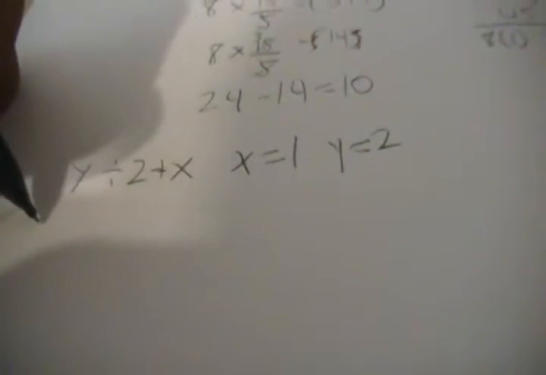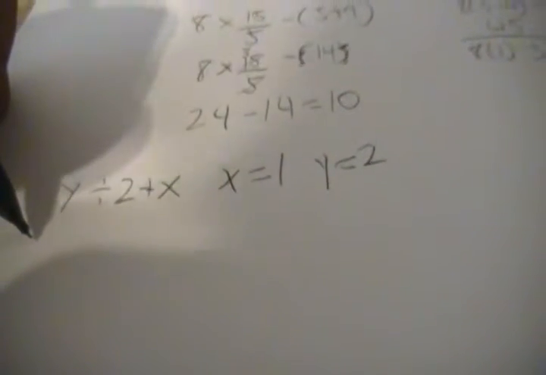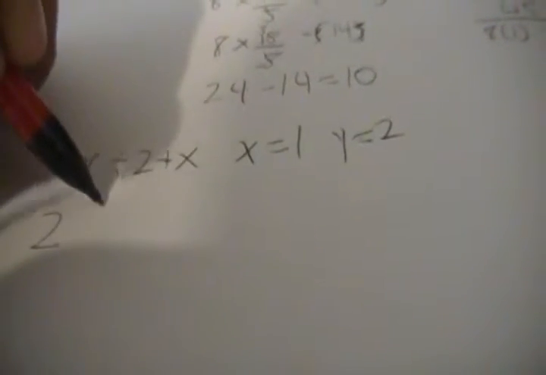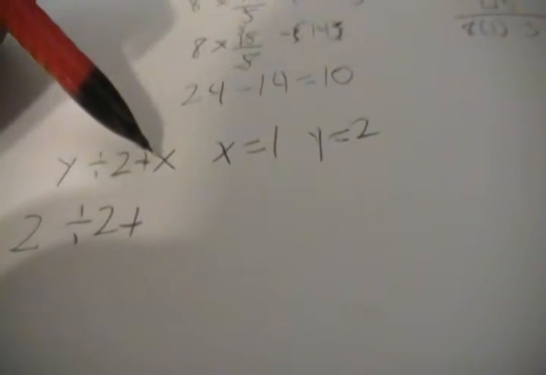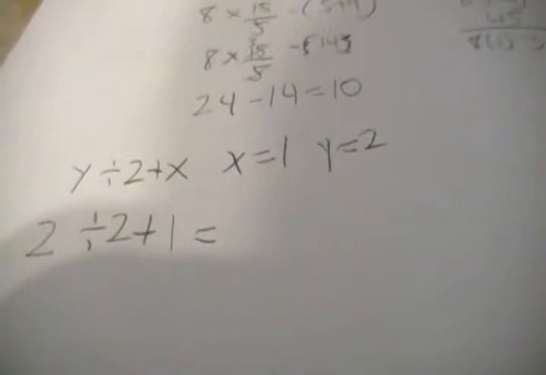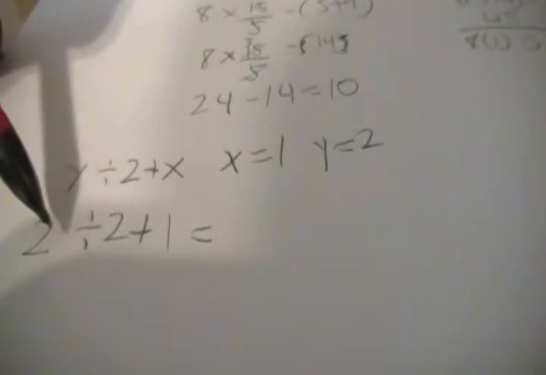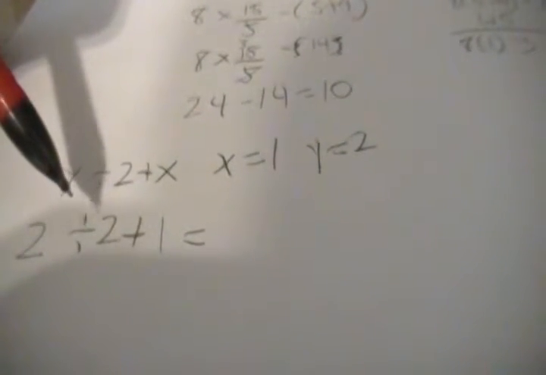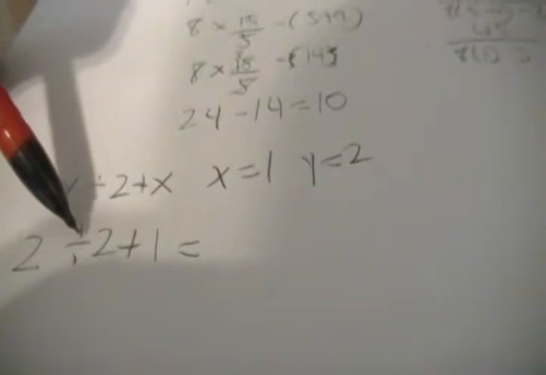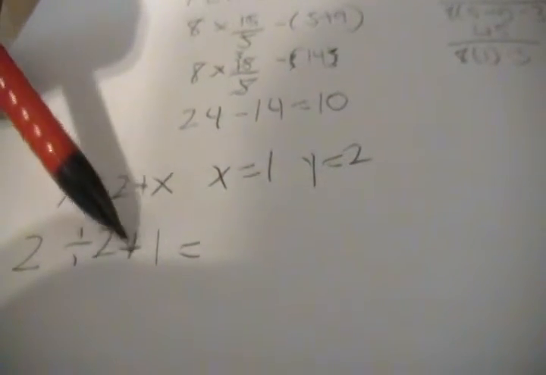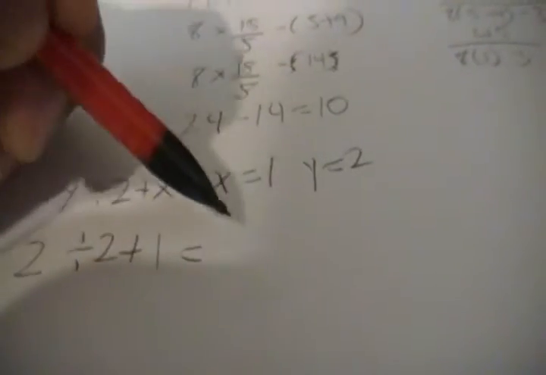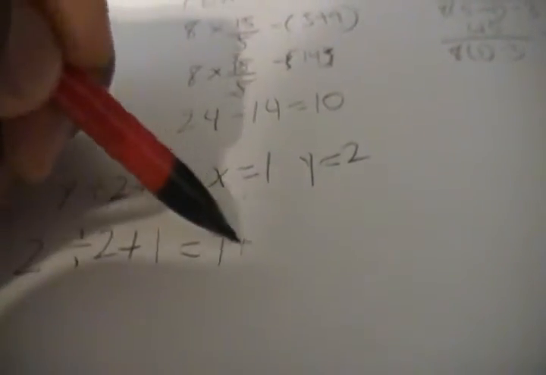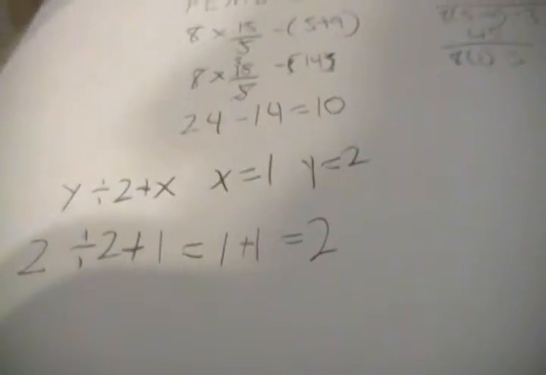So y equals 2, so we plug in 2, divided by 2, plus, okay, now what is x? X is 1, so plus 1. Now let's do order of operations. Please excuse my dear. Division comes before addition. So 2 divided by 2 is 1, plus 1 is equal to 2.